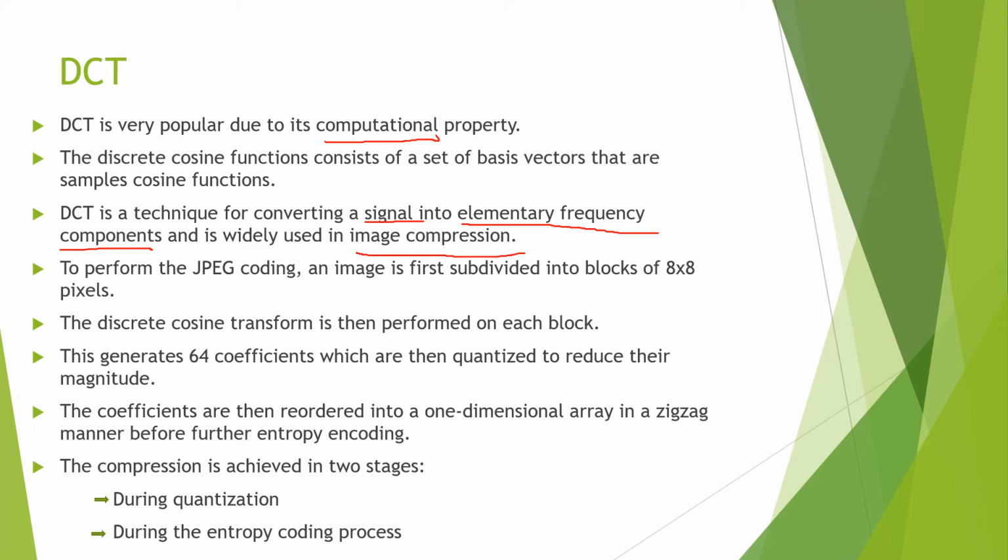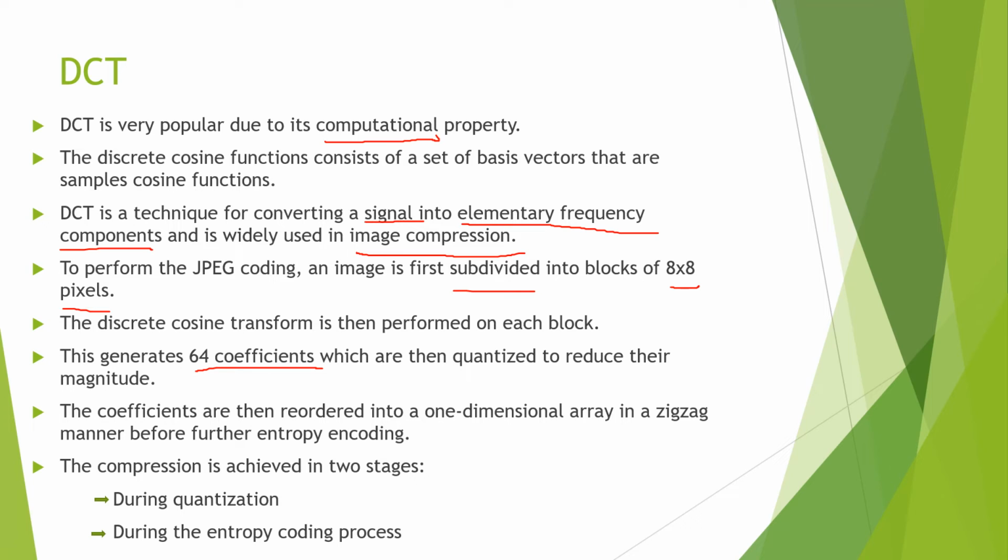To perform JPEG coding, an image is first subdivided into 8 by 8 pixel blocks. Now the discrete cosine transform is performed on each block. Since we have divided the image into sub-blocks, this DCT will be performed on each and every block. This generates 64 coefficients, which are then quantized to reduce their magnitude. Next, the coefficients are reordered into a one-dimensional array in a zigzag manner before further entropy encoding.